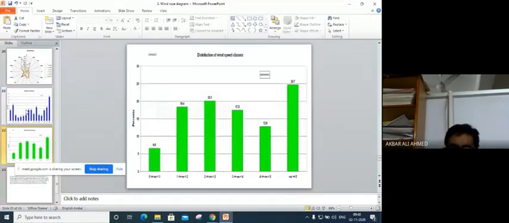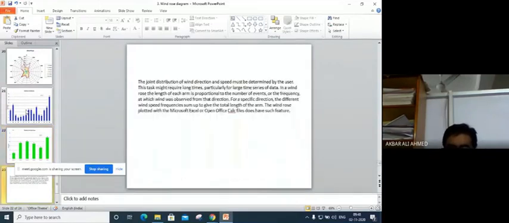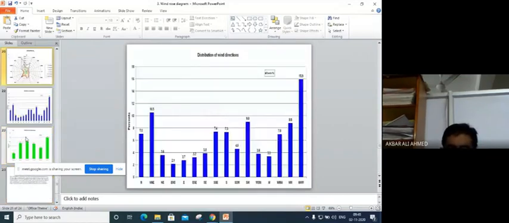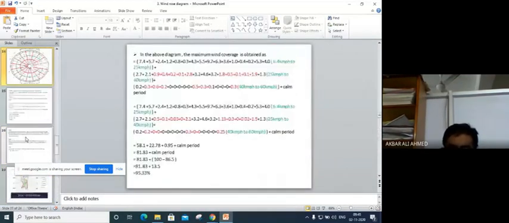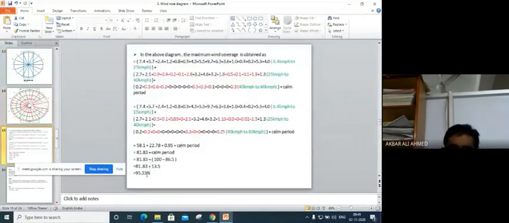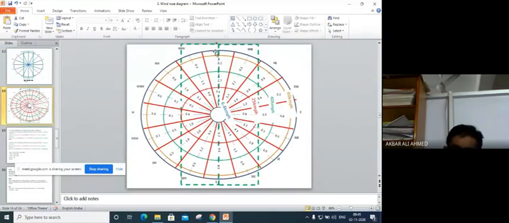They have also used simple Excel sheet diagrams, bar diagrams. And you see wind coverage. What is wind coverage? It is the percent time interval during which the crosswind component remains within the limit. The minimum wind coverage should be 95%. That means you should orient your runway in that direction only. For this orientation, how much did we get? We get a value of 95.33. You can check other orientations also.